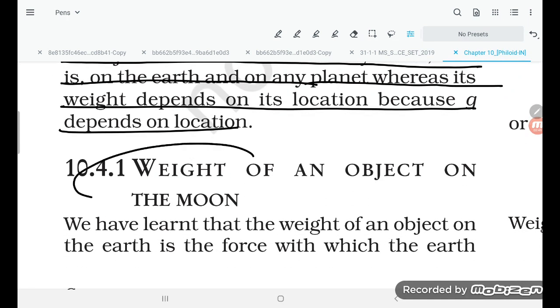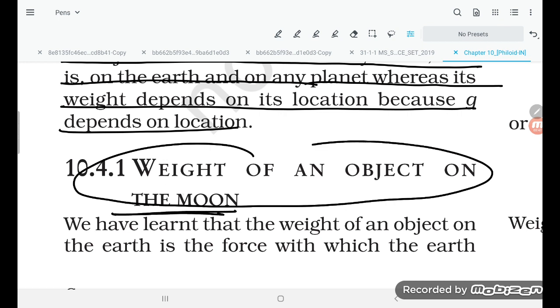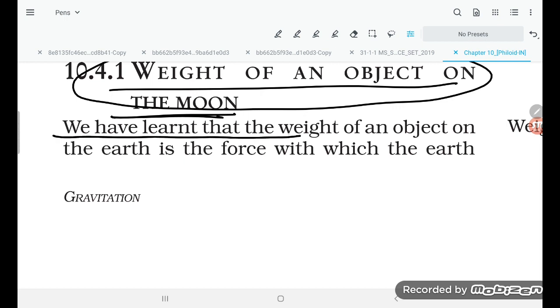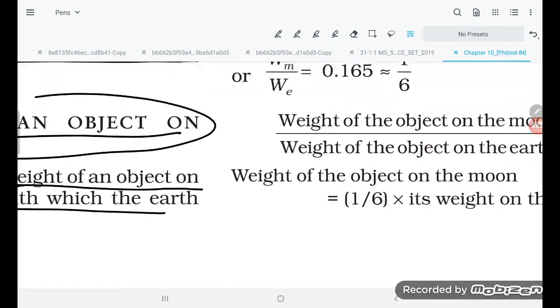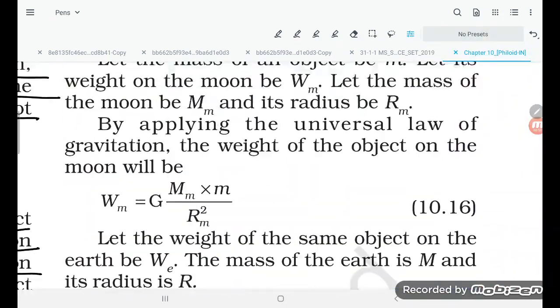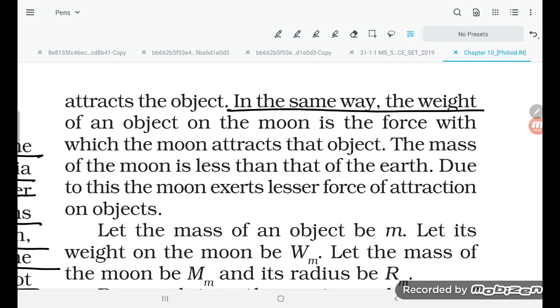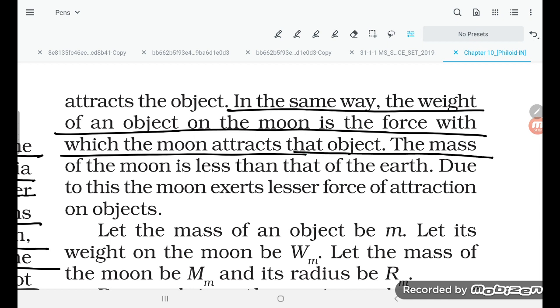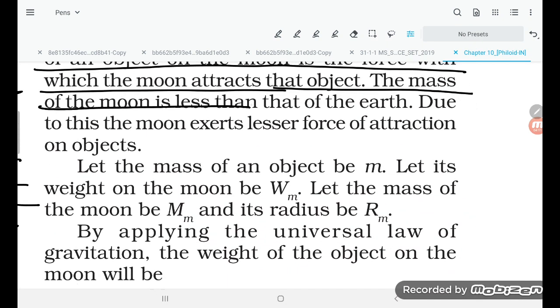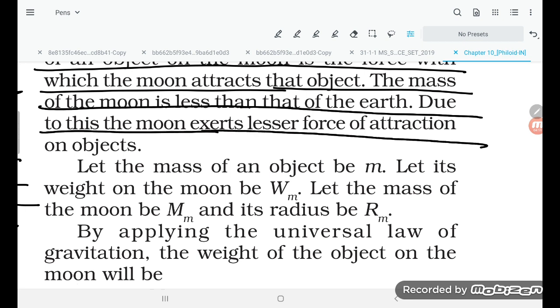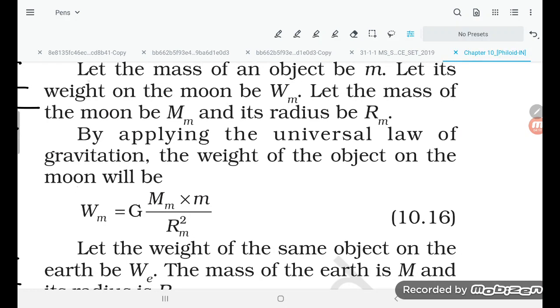Now, weight of an object on the moon. What is going to be the weight of an object on the moon? We have learned that the weight of an object on the earth is the force with which the earth attracts the object. In the same way, the weight of the object on the moon is the force with which the moon attracts that object. The mass of the moon is less than that of the earth. Due to this, the moon exerts a lesser force of attraction on the object.